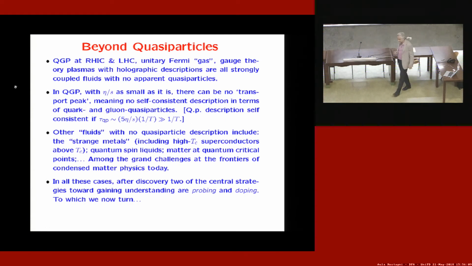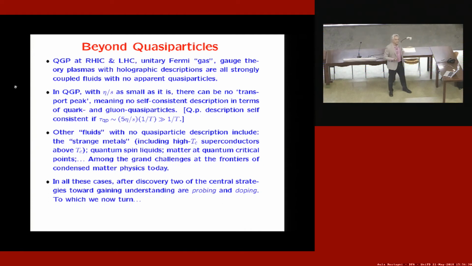There are other fluids known in nature that are as strongly correlated as this, including high-temperature superconductors. The electrons in high-temperature superconductors are strongly correlated in the same sense. These are different materials, of course, but in the same sense that it's very hard to find a quasi-particle description. Quantum spin liquids matter at quantum critical points.